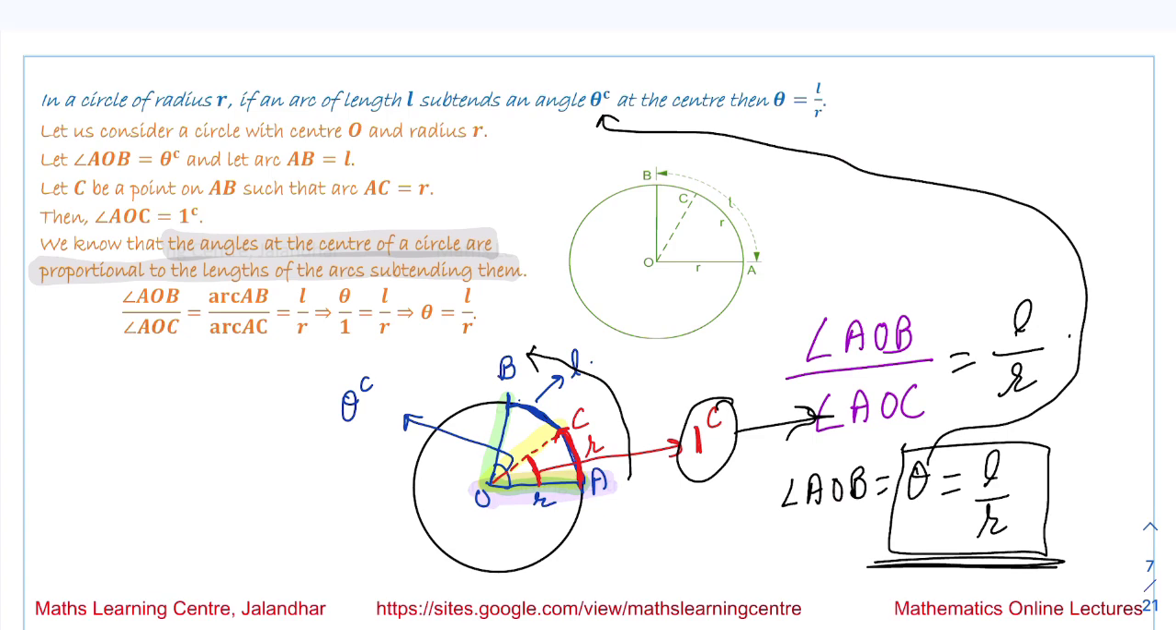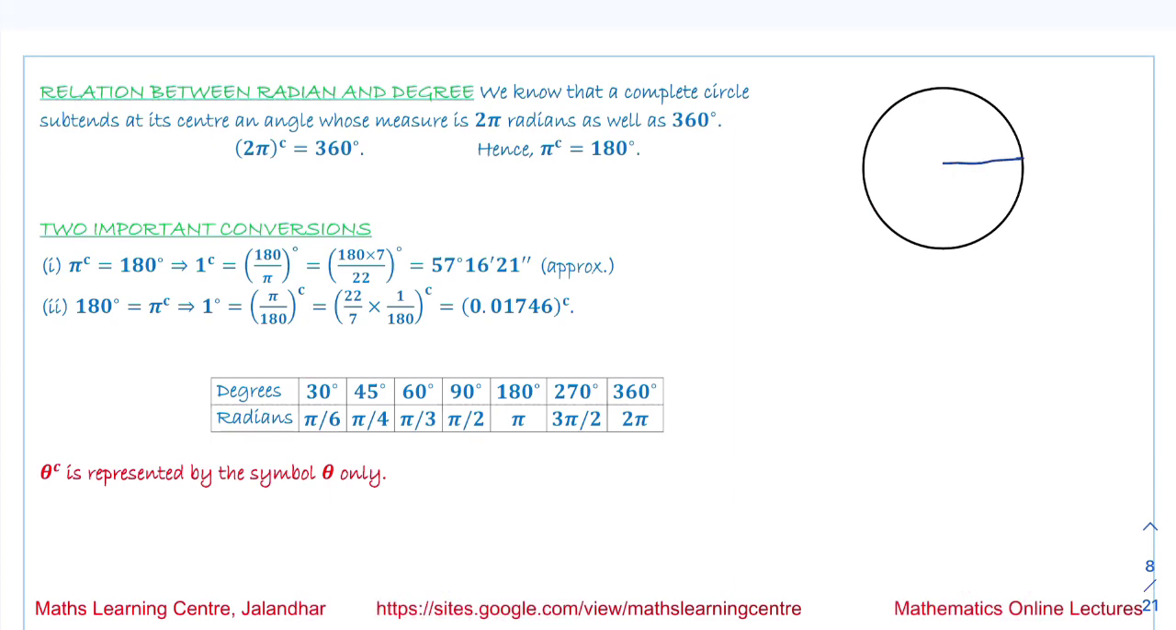Now when we are talking about a complete circle, suppose this is the radius of this circle, it is R. We know that if we subtend an angle over here, this arc length is R, this is O, A and B. So the measure of this angle is 1 radian.